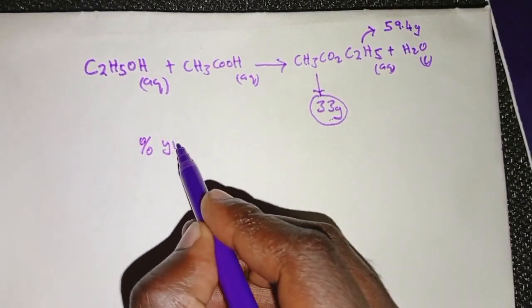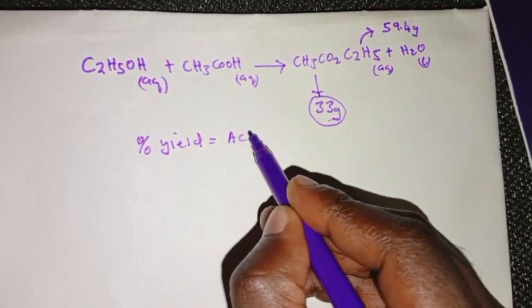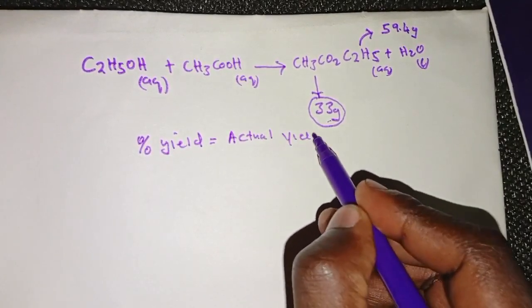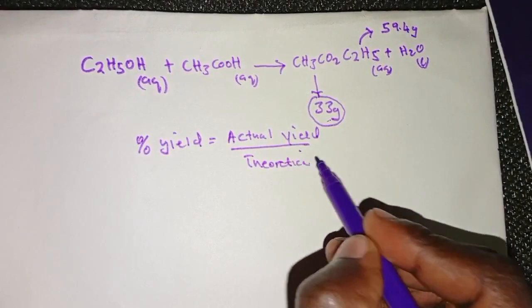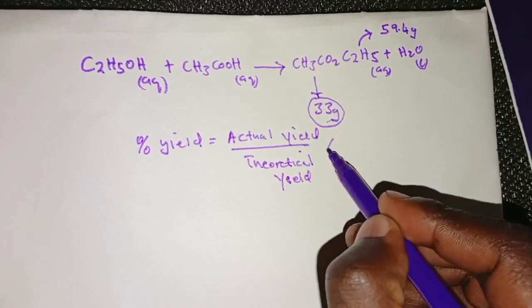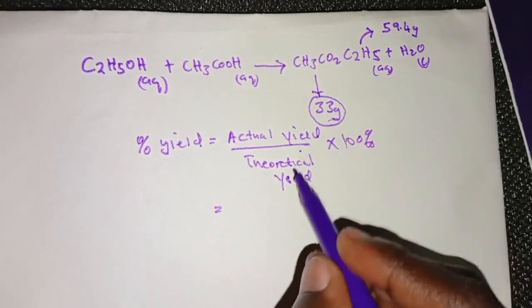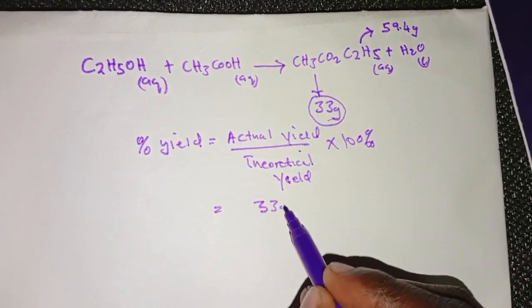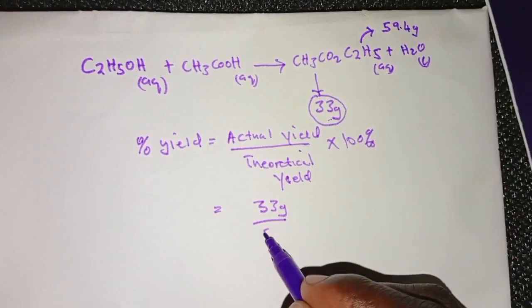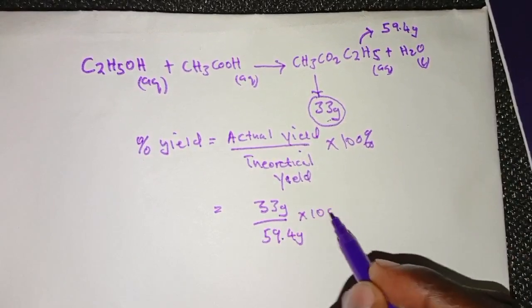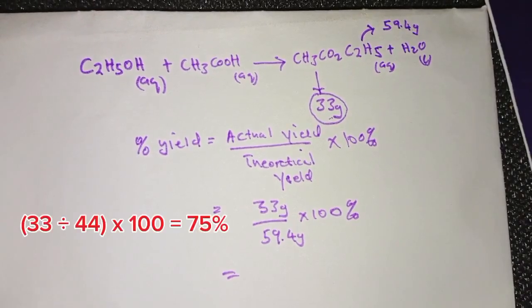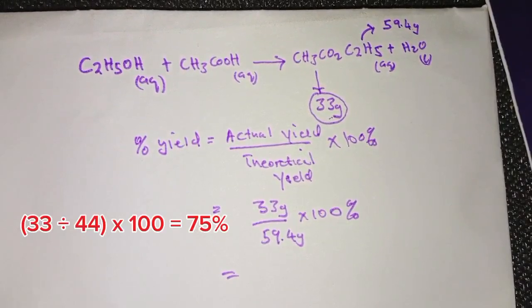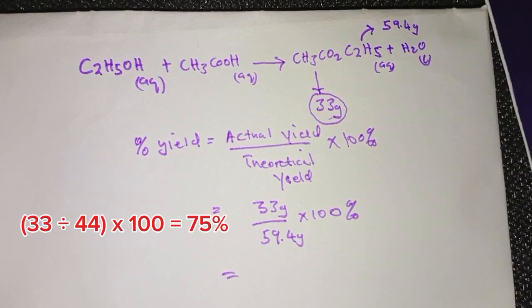You say percentage yield is equal to actual yield over theoretical yield times what? 100%. So the actual yield is what you get from the experiment, 33 grams. The theoretical yield we've calculated is 59.4 grams, times what? 100%. Okay, now we just need to find the answer there. We just divide 33 divided by 59.4. Okay, then times 100.